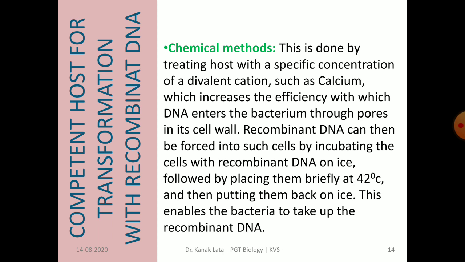First method is the chemical method. This is done by treating the host with a specific concentration of a divalent cation such as calcium that increases the efficiency with which DNA enters the bacterium through pores in its cell wall. DNA can be forced into such cells by incubating the cells with recombinant DNA on ice, followed by placing them briefly at 42 degrees Celsius and then again putting them back on ice. This technique helps the bacteria to take up the recombinant DNA.